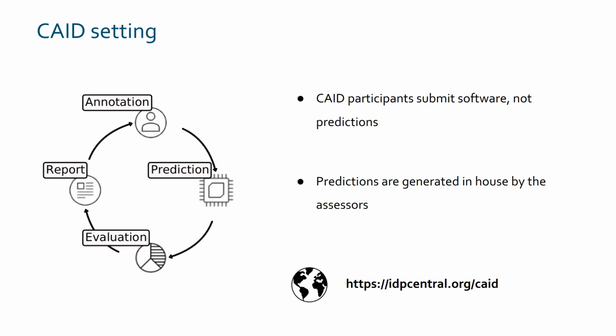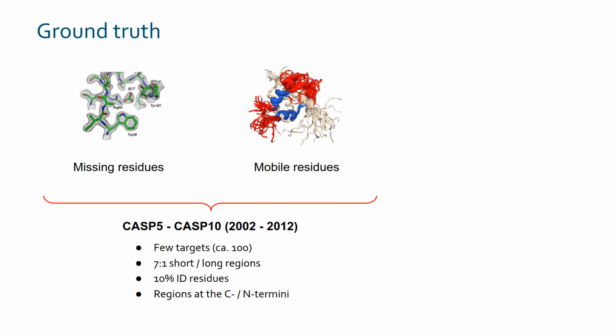So the setting is quite different compared to other challenges. In CAID, participants submit software and not predictions. And the software is executed in-house on local servers by the assessors themselves. This way you can not only evaluate the accuracy or the quality of the predictions, but you can also evaluate the technical aspects and things which are related to the execution and usability of the software.